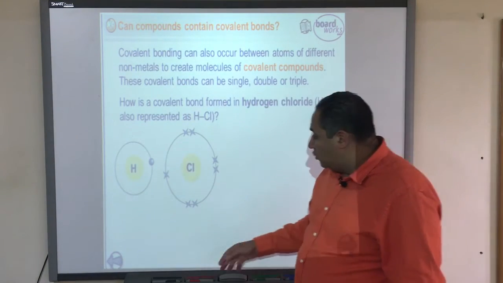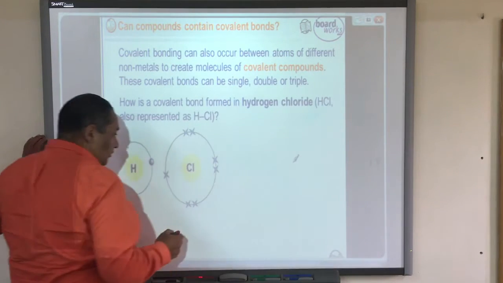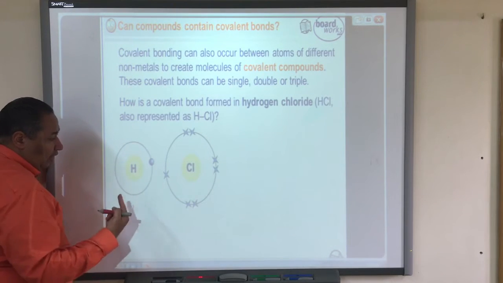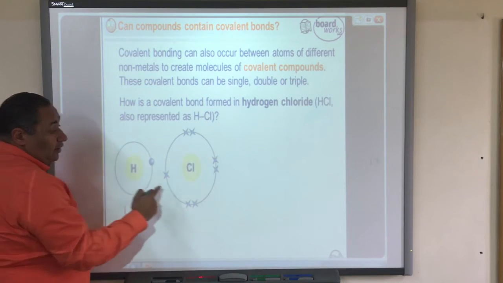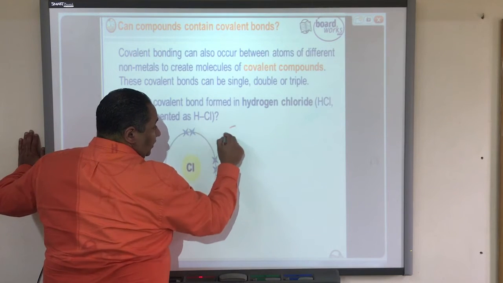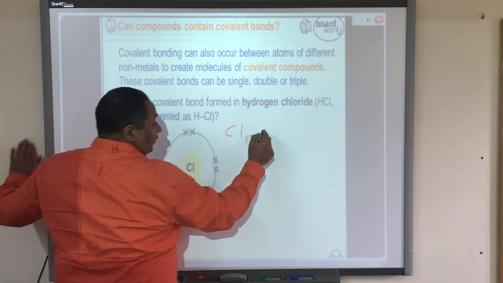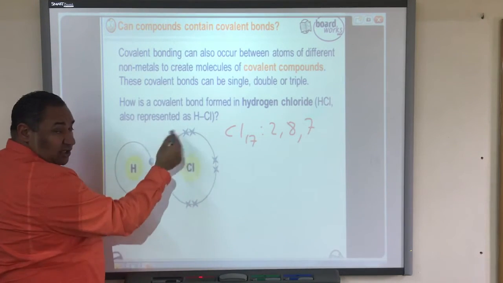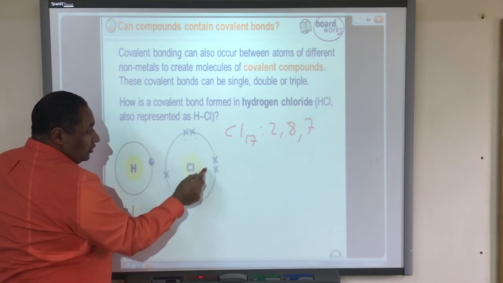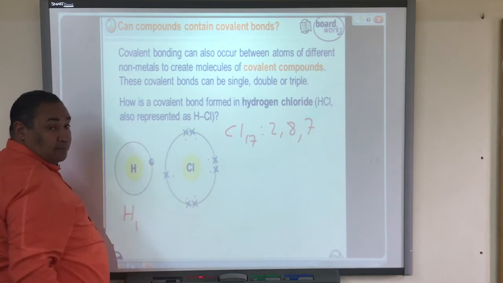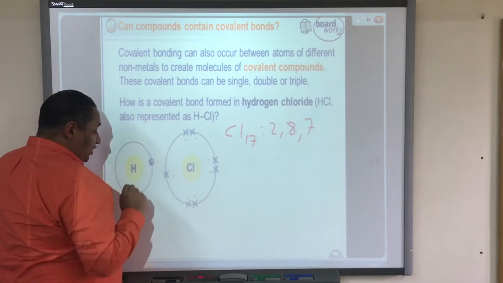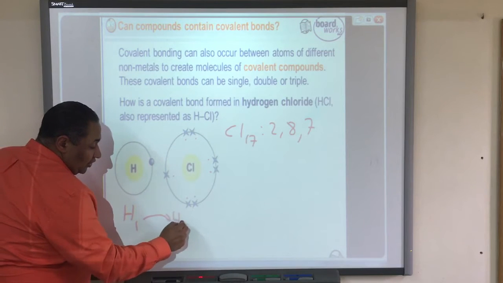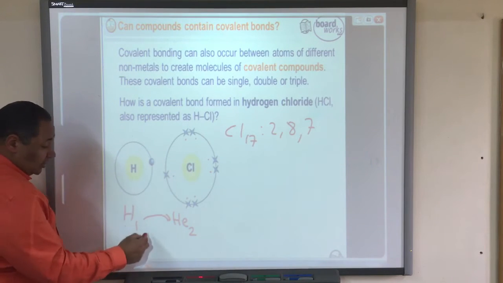Okay, hydrogen from the periodic table is H1, so it has only 1 electron, as you see here. Chlorine is Cl17, its electronic configuration 2, 8, 7. It has 7 in the last shell. We draw only the last shell here. 1, 2, 3, 4, 5, 6, 7. Okay? Now, the question is, the hydrogen wants to reach the inert gas, which is helium, He2. So it needs 1 electron.